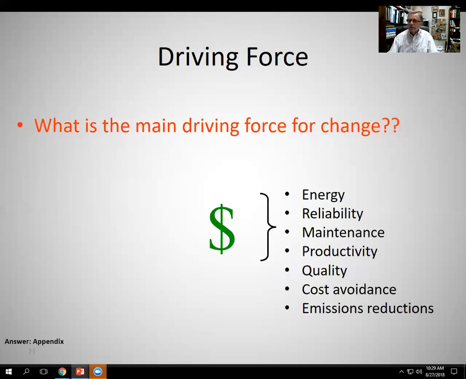Now, all of these things can be listed, and most of them will translate into dollars change or regulatory restraints. So we see energy, we want to minimize that. Reliability, nobody wants to have the plant down when you're not producing anything. Reduce maintenance costs, productivity, all of this. And emissions reduction, that can turn into dollars because you can get fined if you don't maintain your emissions within the prescribed levels by the environmental agencies.